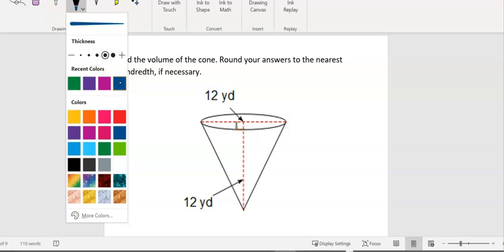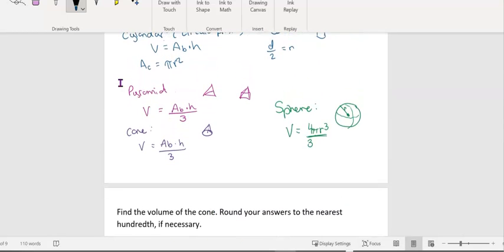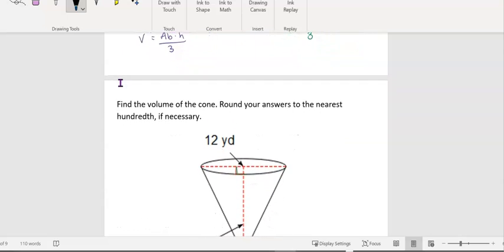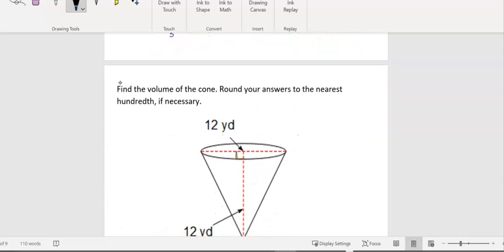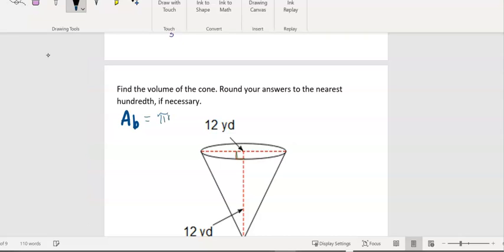To find the volume of this cone, we need to use the formula, which for a cone is the area of the base times the height divided by 3. So first we have to find the area of the base. Since this is a cone, the base of it is a circle. So the area of the base is going to be pi r squared.